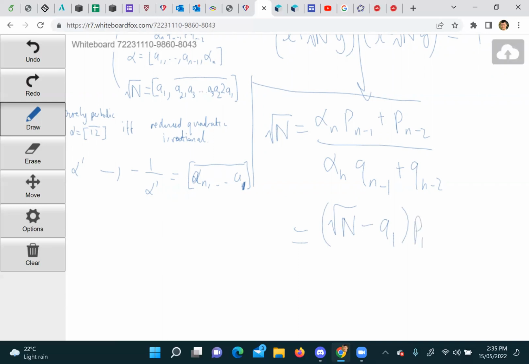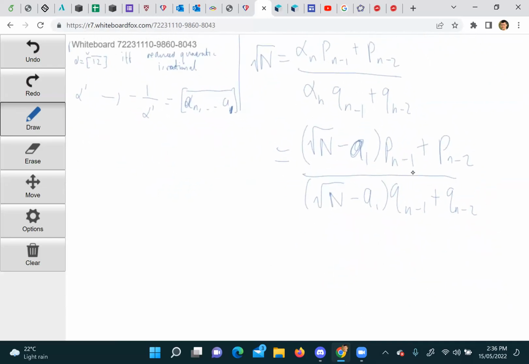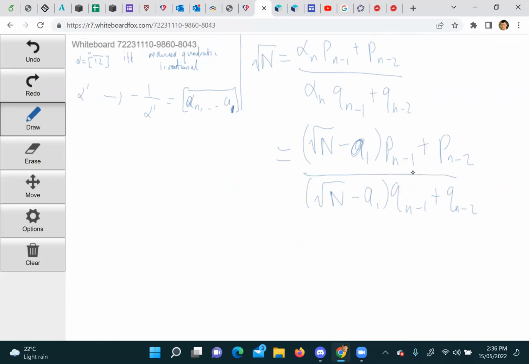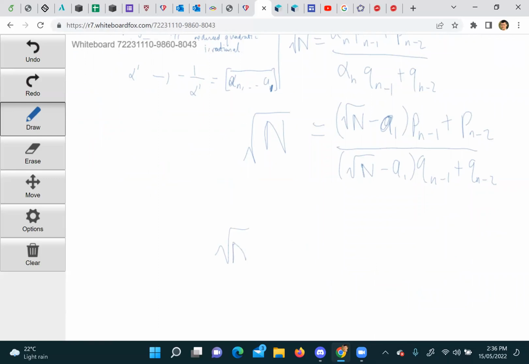Purely periodic. Root n minus a1. Where did this come from? Wait, that's a1. Minus a1, then it becomes, interesting, that does become purely periodic. Oh, okay. So what's a natural thing to do here? Very natural. Wait, what's lowercase n equal to?